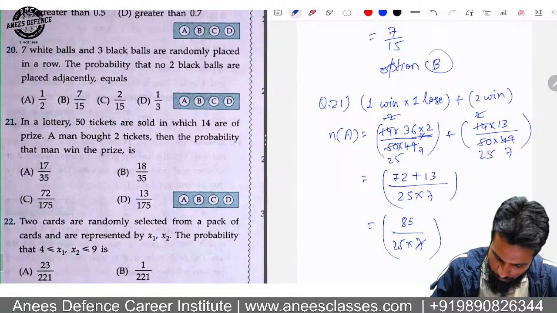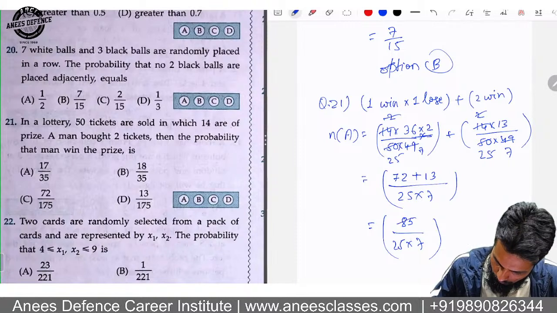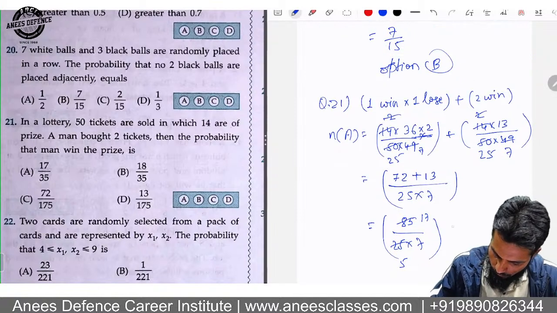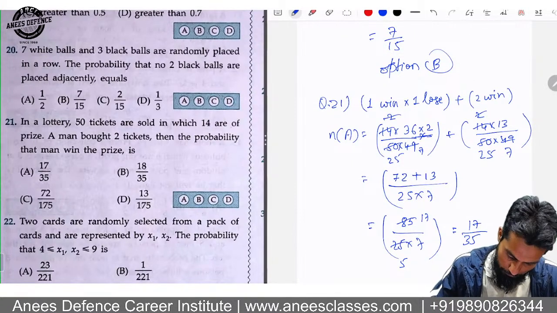85. So that with 5 you can cancel them. 5 5s are 25 and 5 into 17 is 85. So 17 by 35. Fine. This is correct. Option A.